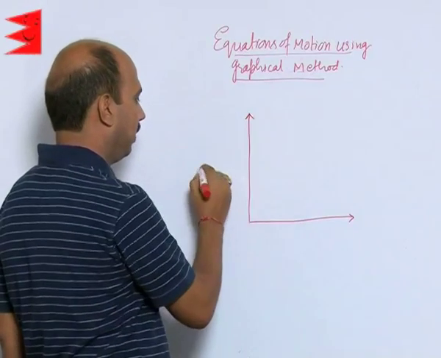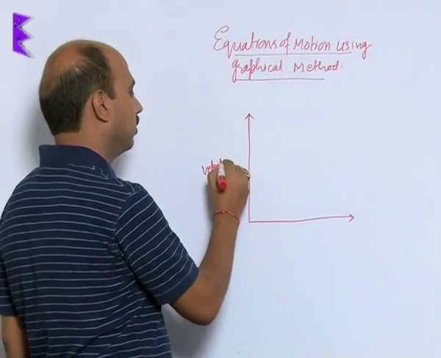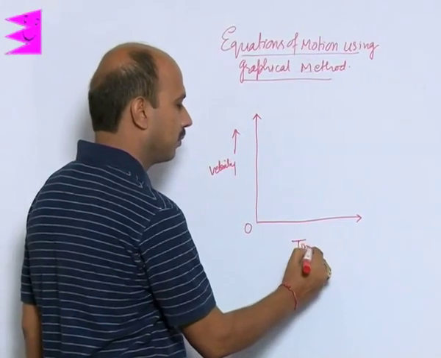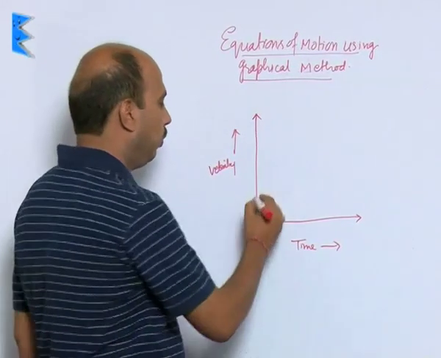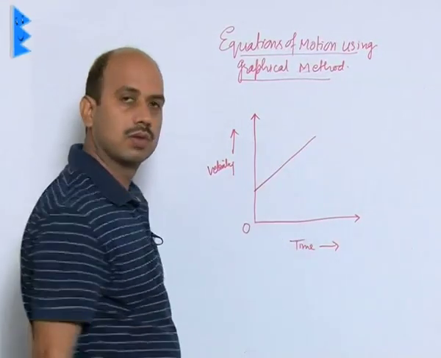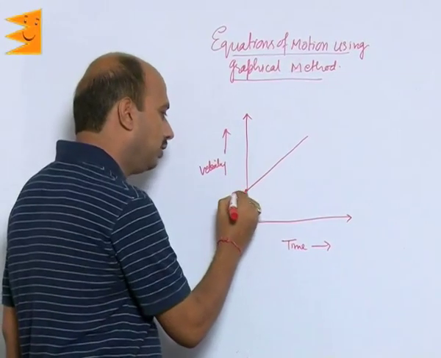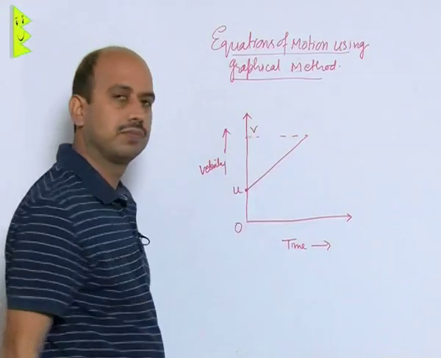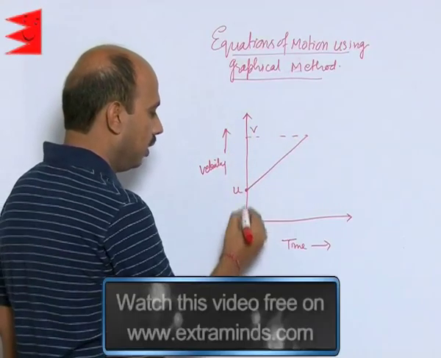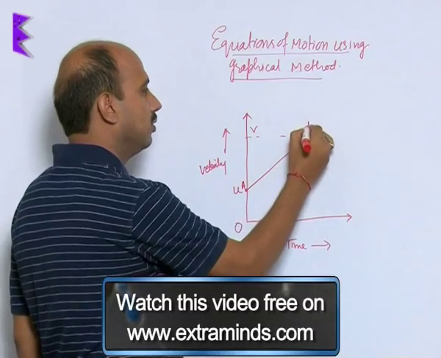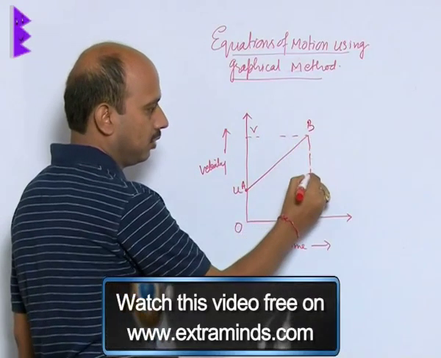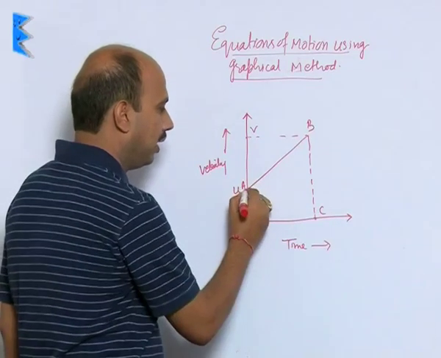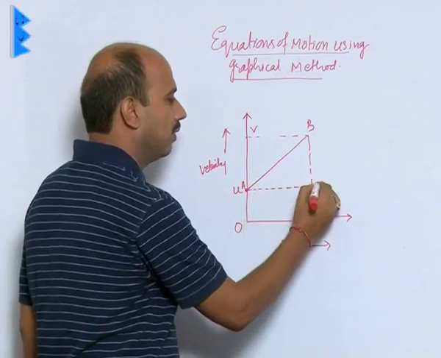Here I have taken velocity on this axis. Here this is O, and we can take time on this axis. Suppose the graph is like this. We can take this as the initial velocity u, and this as the final velocity v. Now, we can give this name, this is A, this is B, and we can draw a perpendicular like this, and this point can be called C. Now, I can draw one line over here, this can be given as D.